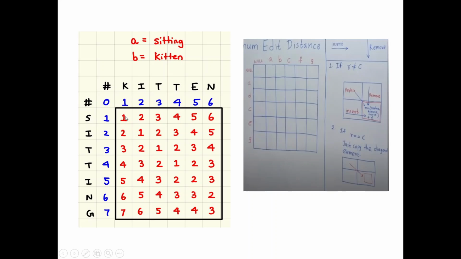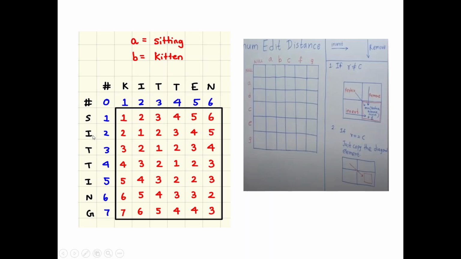I have 1, 1, 2 with me. I have to calculate this value. I compare S with I. S is not equal to I. Again, take the minimum of these: 1 is the minimum, plus 1 gives 2. Again I compare S with T: among these three elements 2 is minimum, plus 1 is 3. Among these three elements 3 is minimum, plus 1 is 4. Like that, if row is not equal to column, we consider the minimum element among the three elements and then add plus 1.